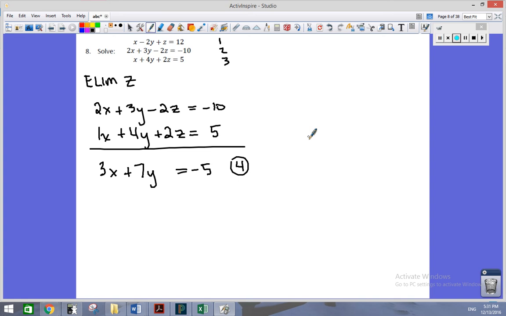So now I need to have a second equation that's just an x and y. Let's see, which equations did I use here? I used equations 2 and 3. So this time I have to use equation 1, either equation 1 in combination with equation 2 or equation 1 in combination with 3. I'm going to use 1 and 2 because the coefficients are opposites, but I need this 1z to actually be a negative 2z.